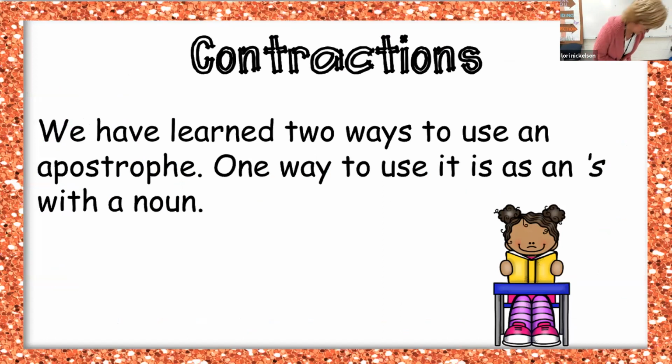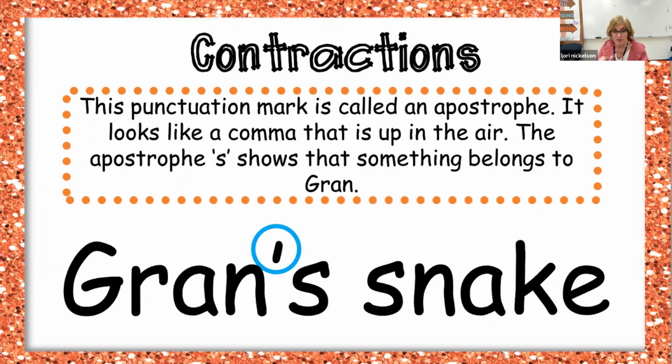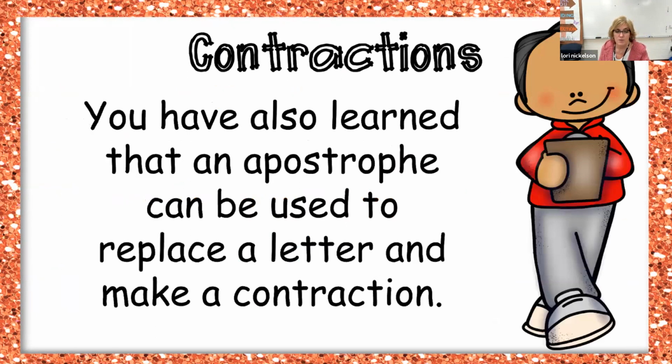Okay. Now, it says we have learned 2 ways to use an apostrophe. One way to use it is as an apostrophe S with the noun. This punctuation mark is called an apostrophe. It looks like a comma that is up in the air. The apostrophe S shows that something belongs to Gran. What belongs to Gran here? The snake. So you have also learned that an apostrophe can be used to replace a letter and make a contraction. And we've been talking about that.